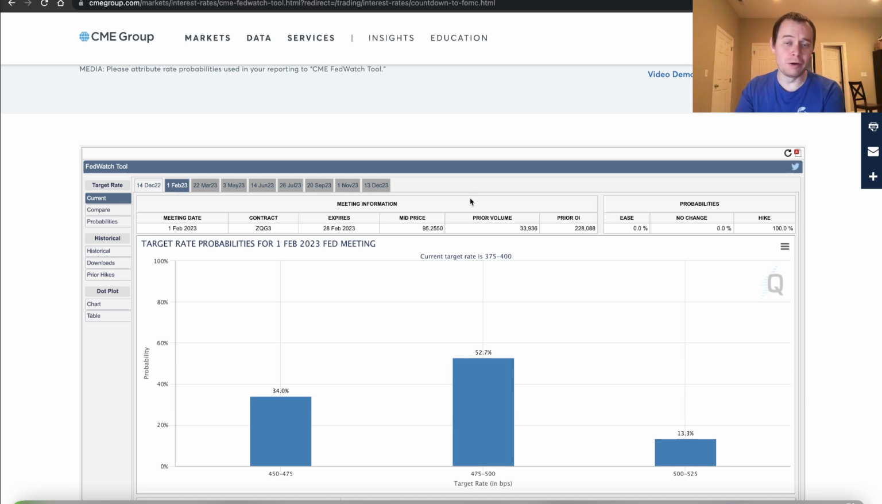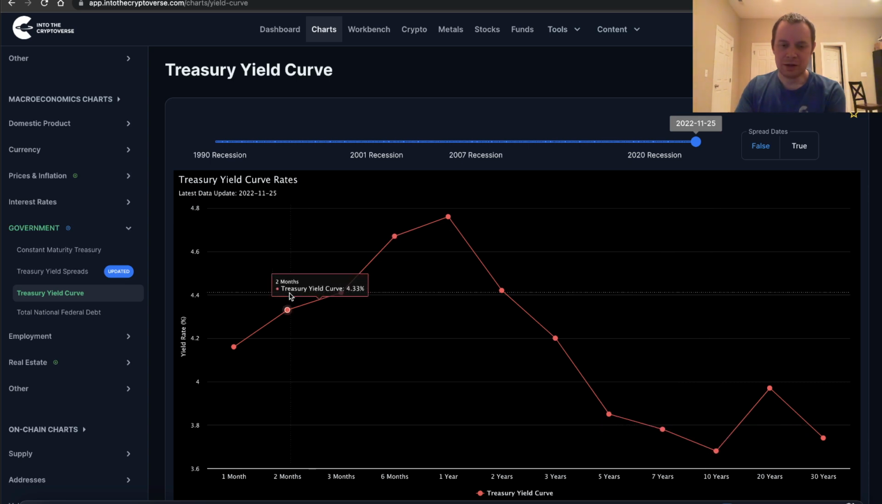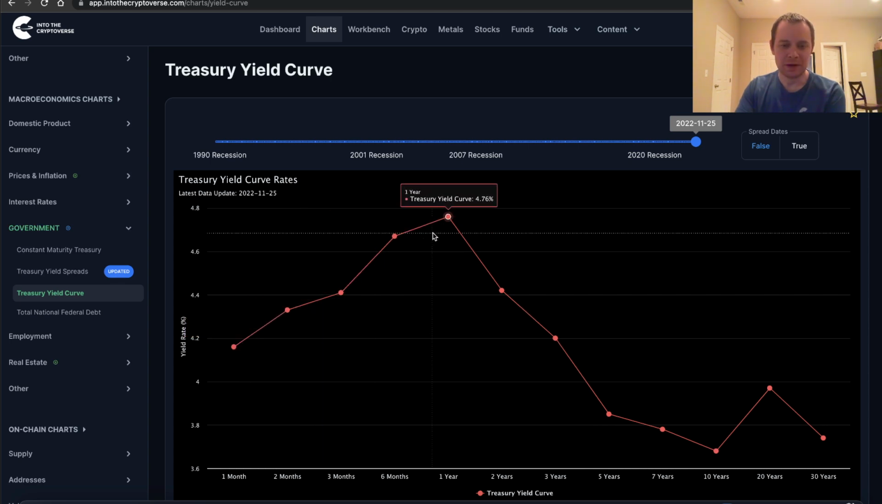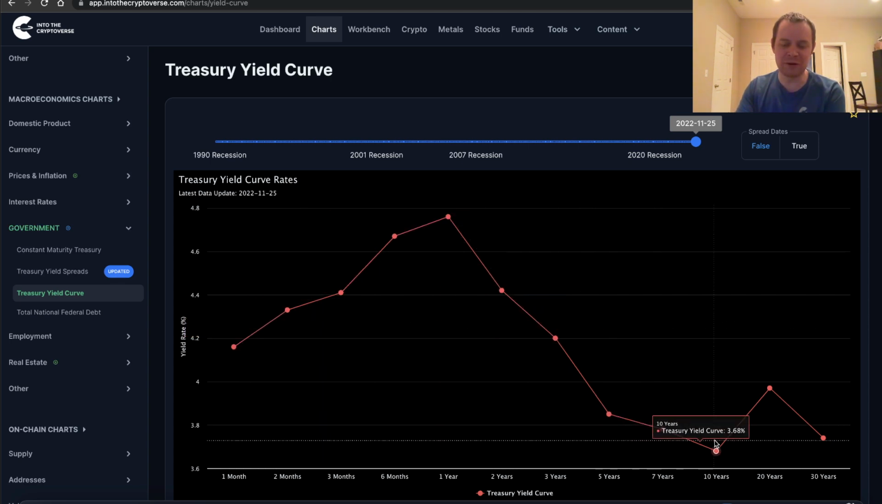So even though there could be a recession coming, and even though the Fed might eventually have to lower interest rates, that doesn't mean you can't get 4 to 5% in the short term. 1 month, 2 months, 3 months, 6 months, and a year.